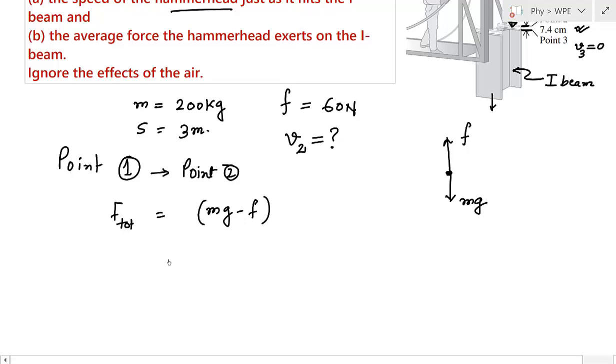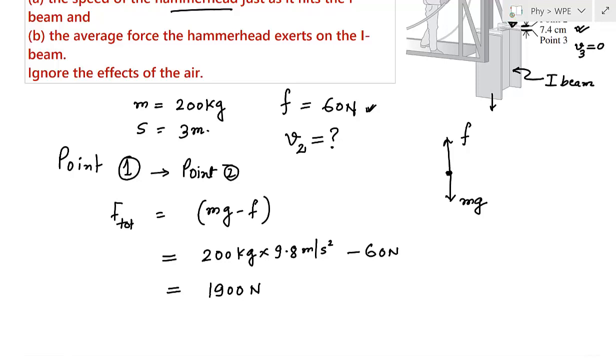We can calculate this value because we know the mass of this hammerhead, that is 200 kg. Then we multiply by gravity, that is 9.8 meter per second square, and the friction force is given, that is 60 Newton. If you calculate this, this will turn out to be 1900 Newton. So now I know that in the journey from point 1 to point 2, the resultant total force acting in the downward direction has a magnitude of 1900 Newton.